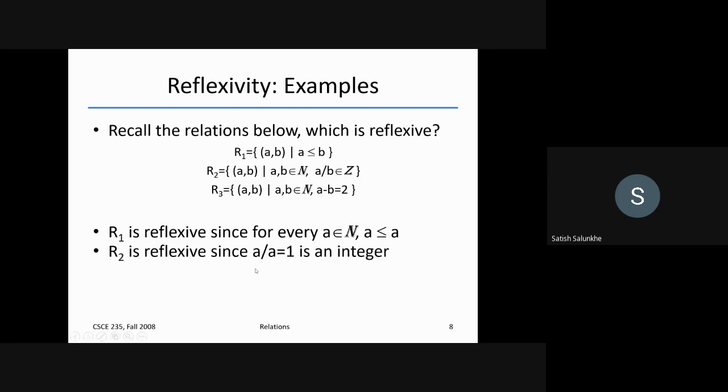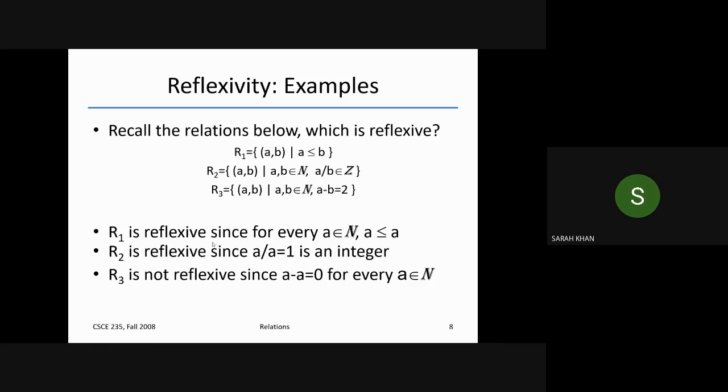R2 is reflexive since A divided by A is equal to 1, which is an integer. Whatever combinations of (A, B) you take, you will definitely have the pair (A, A), and A divided by A also belongs to the set of integers. Therefore, R2 is reflexive.